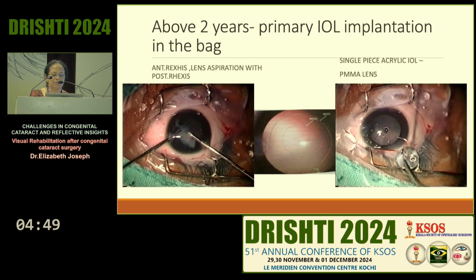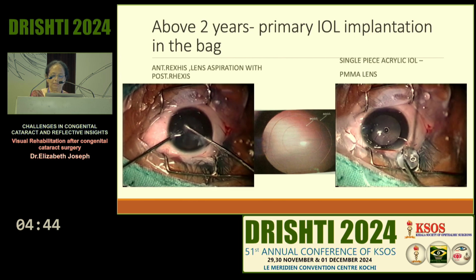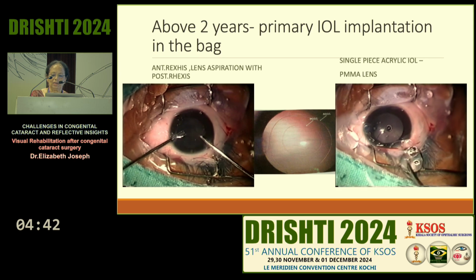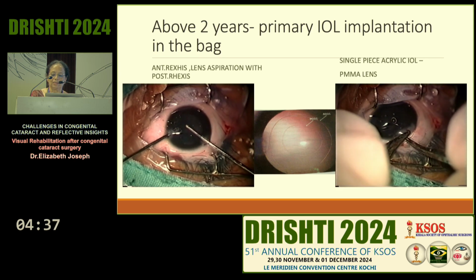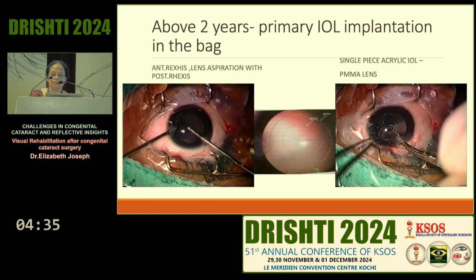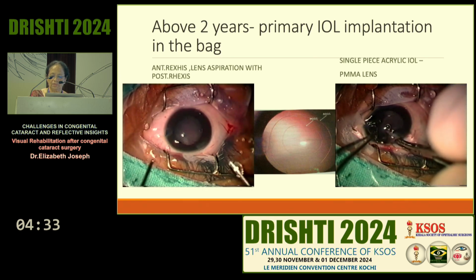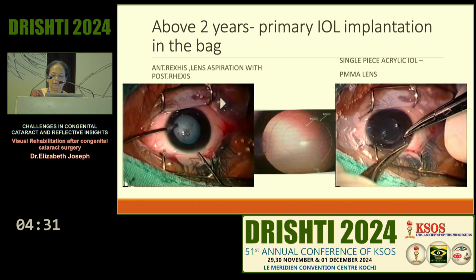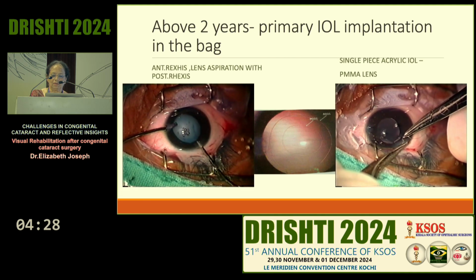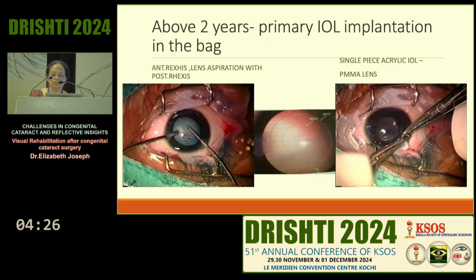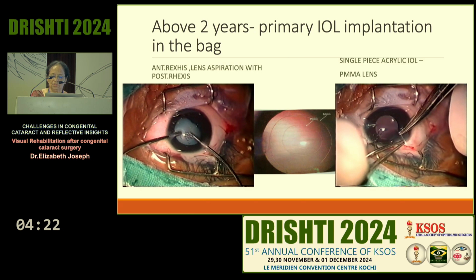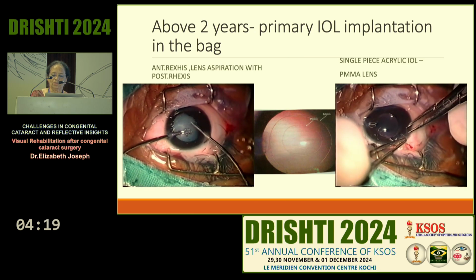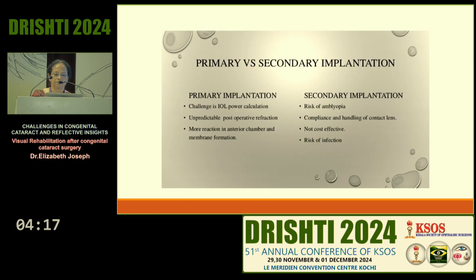When the aspiration is complete, you should do a posterior rhexis and then an intraocular lens can be implanted. A single piece acrylic lens can be implanted in the bag. In the bag position is always superior. Try to do in the bag introduction of the IOL, and it is important to suture the wound, unlike in adults. In adults we do not suture the wound, but in children you should always suture the main wound and the side ports.